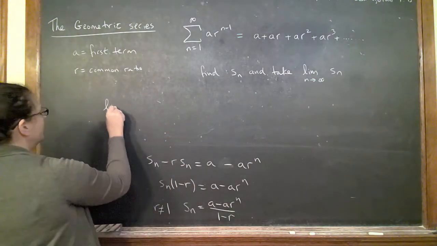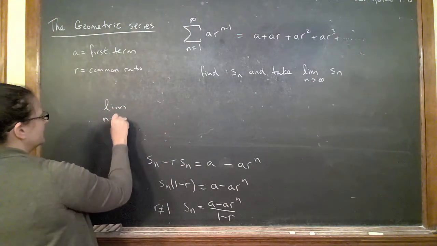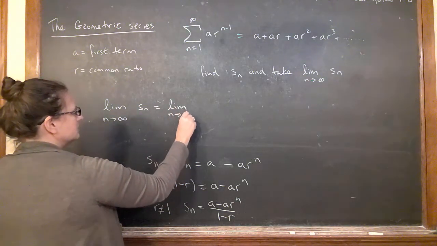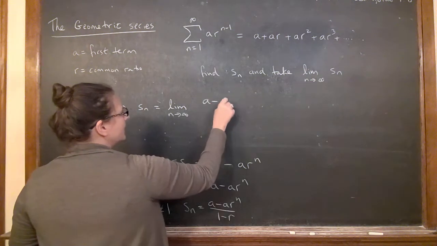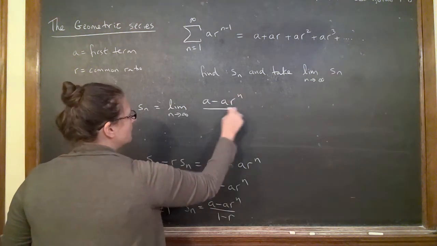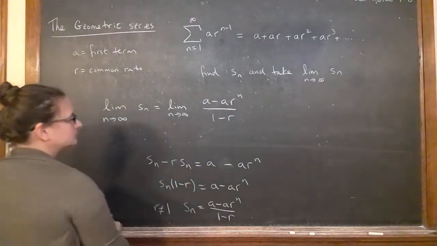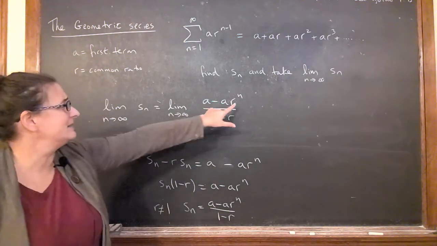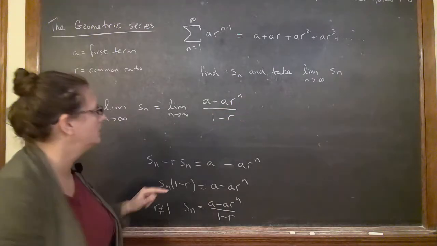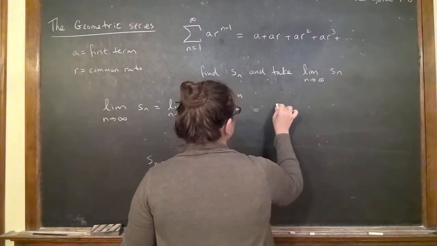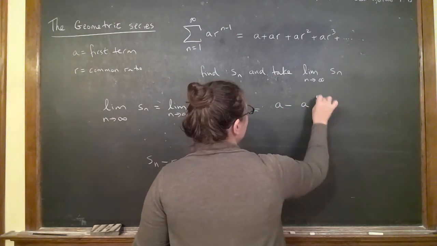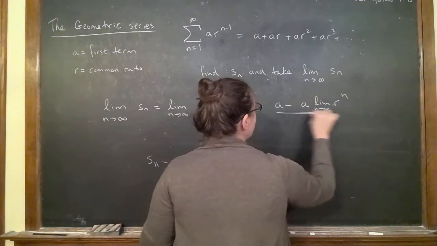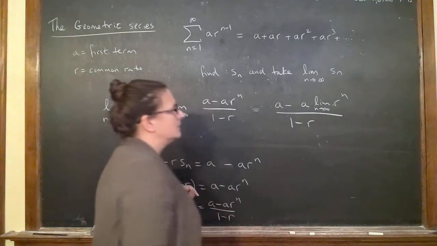The limit as n goes to infinity of Sn is then going to be the limit as n goes to infinity of a minus a r to the n over 1 minus r. Now, there's only one n left in the problem. It's up here. So this is equal to a minus a times the limit as n goes to infinity of r to the n, over 1 minus r.